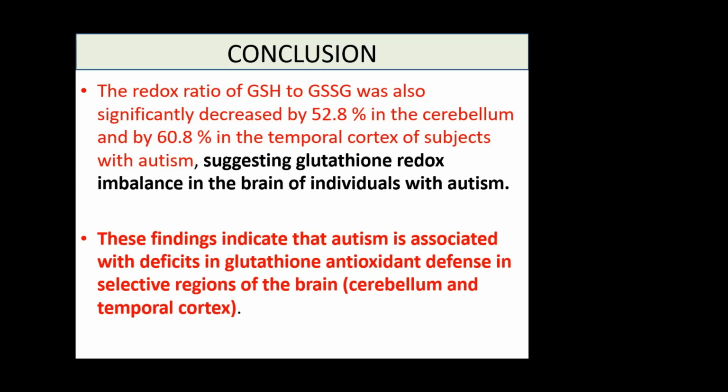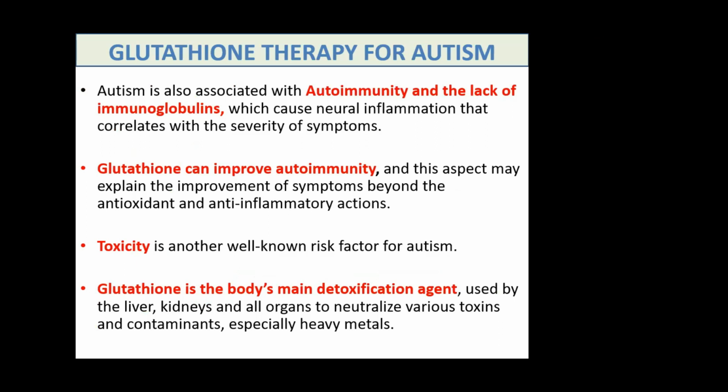So you have objective proof that the brains of autistic subjects or children have deficiency in glutathione, especially of the active form of glutathione, causing an imbalance, right, in the active versus the inactive or the oxidized form of glutathione. So with that in mind, boosting glutathione has been used as therapy for autism by some experts.